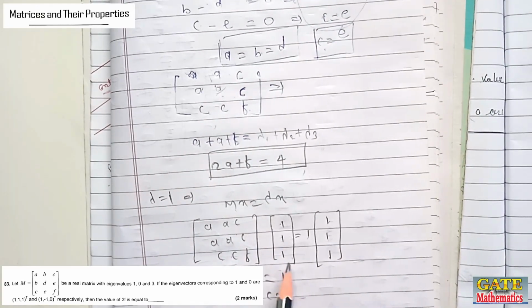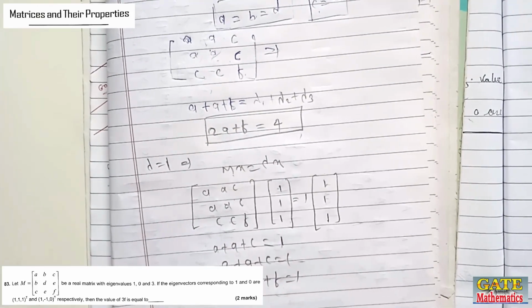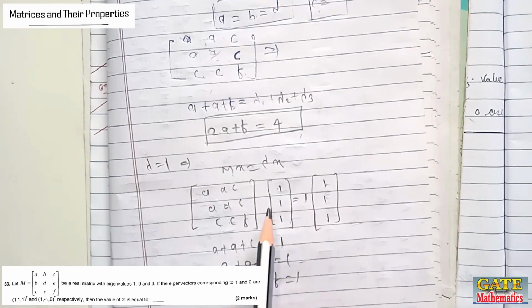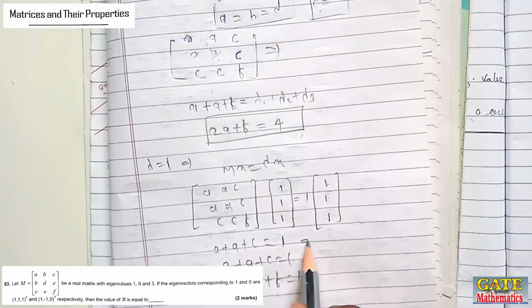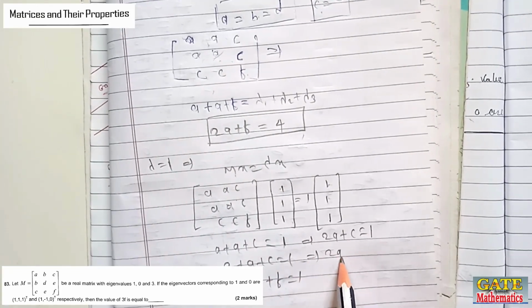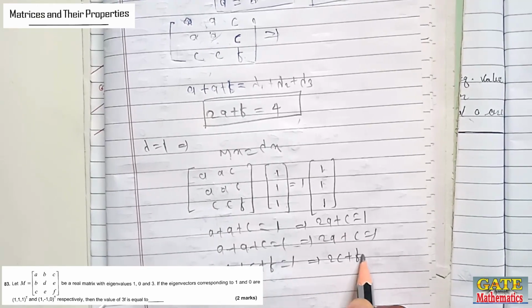So c plus f, c plus f, which is equal to 1. Okay. So this is just a multiplication of row into column and comparison between corresponding elements. So a plus a will get 2a plus c, which is equal to 1. And c plus c, 2c plus f, which is equal to 1.